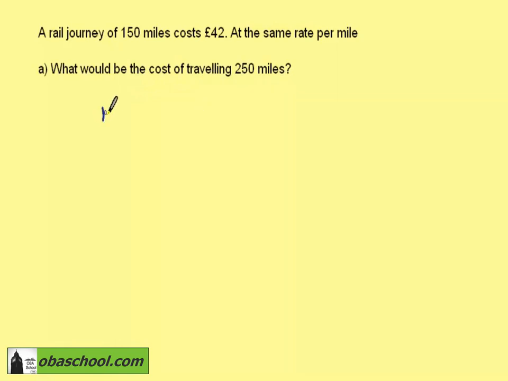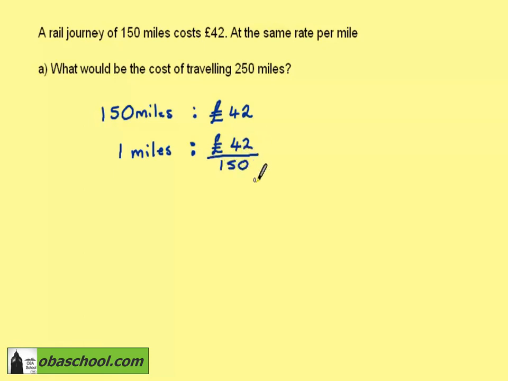So we know that 150 miles is equivalent to a cost of £42, and we can express that as a ratio. Finding 1 mile is then easy. We divide both sides of the ratio by 150. So 1 mile is equivalent to £42 divided by 150.